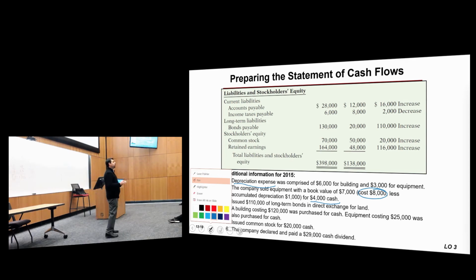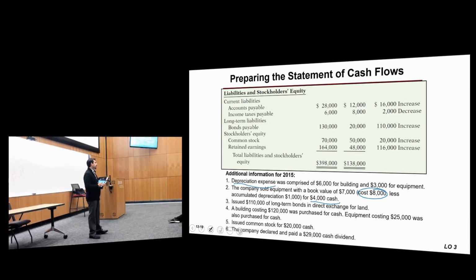Whenever you get confused, take a step back and look at it. So what did the company do? The company purchased it. Is it for 7,000 or 8,000? Think about it. How much did the company pay? 8,000. So this is cash outflow. When the company sold the truck, how much did they receive in cash? 4,000. This is the amount that was received. Period. This is the cash inflow.